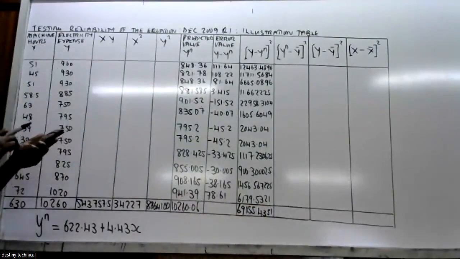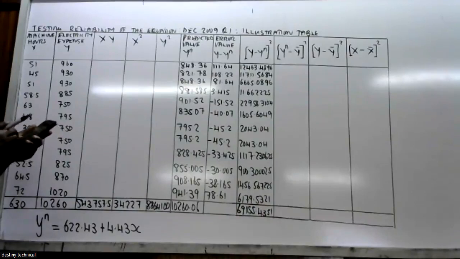Tuende kwa ile ingine. 111.64 plus 108.22 plus 81.64 plus 3.415 plus minus 151.52 minus 40.07 minus 45.2 minus 33.425 minus 30.005 minus 38.165 plus 78.61.